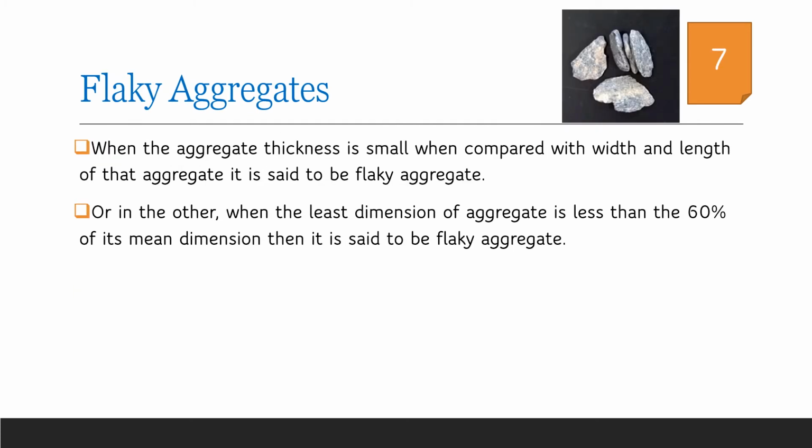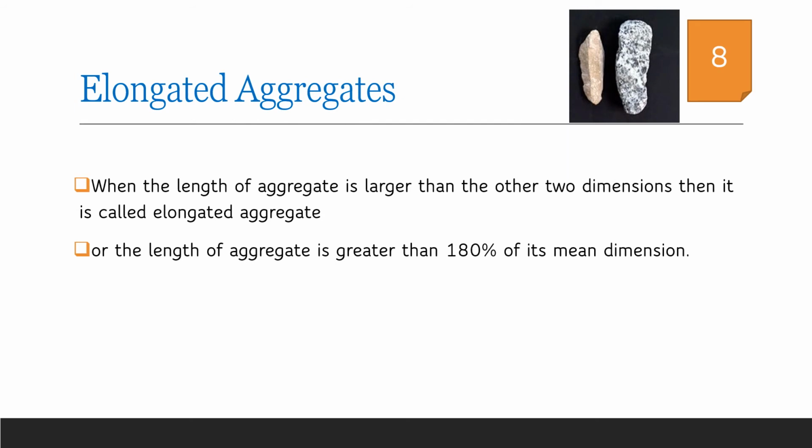Flaky aggregates, as you can see in the picture, have very small thickness compared to the width and length of the aggregates. The least dimension of the aggregate is less than 60% of the mean dimension. Such aggregates are generally not preferred for concreting. In elongated aggregates, the length of the aggregate is larger than the other two dimensions and the length of the aggregate is considered to be greater than 180% of its mean dimension. This type of aggregates is also not preferred in concreting.